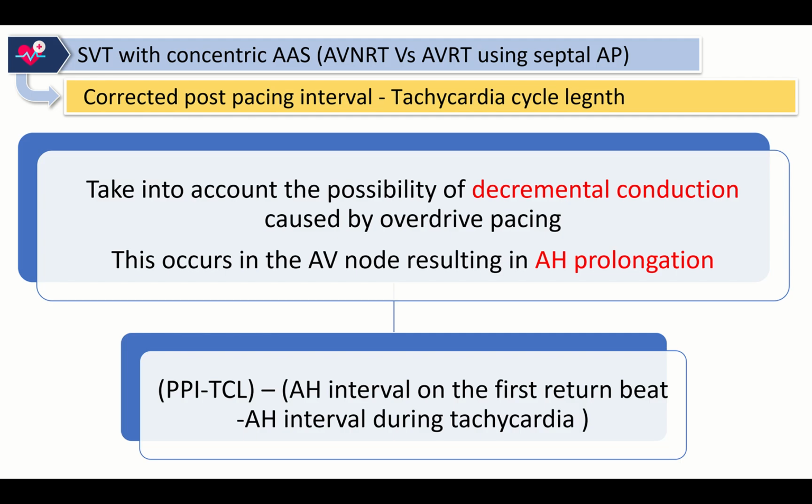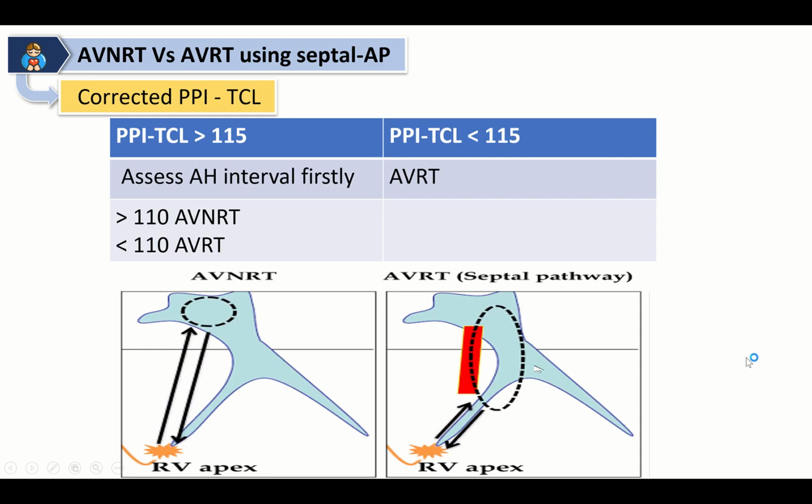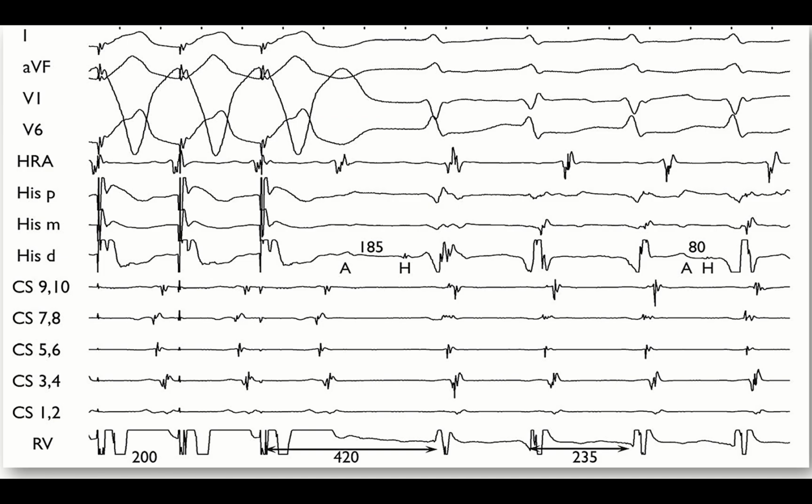So the difference between BPI minus tachycardia cycle length and the AH interval on the first return beat minus the interval during tachycardia is very important. So golden rule, if post-pacing interval minus tachycardia cycle length is less than 115, it is a case of AVRT. If it is more than 115, you should assess the AH interval. If the net value is less than 110, it is a case of AVRT. If the corrected BPI is more than 110, it is an AVNRT.